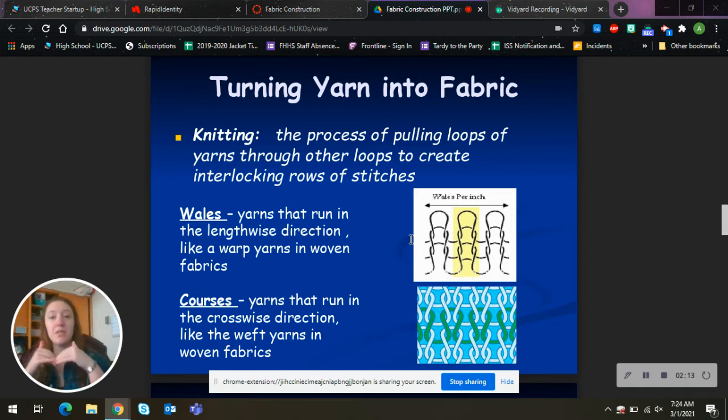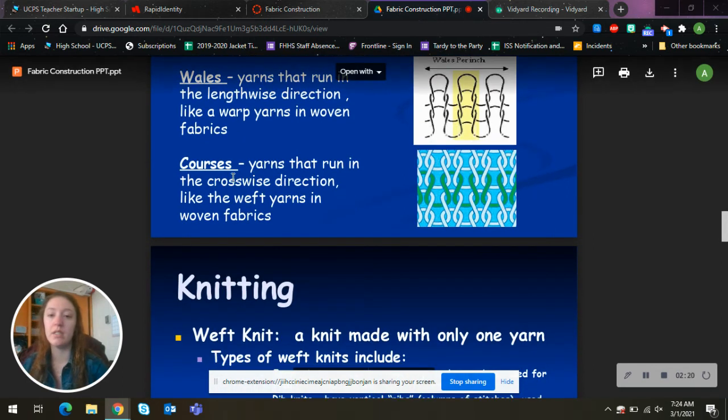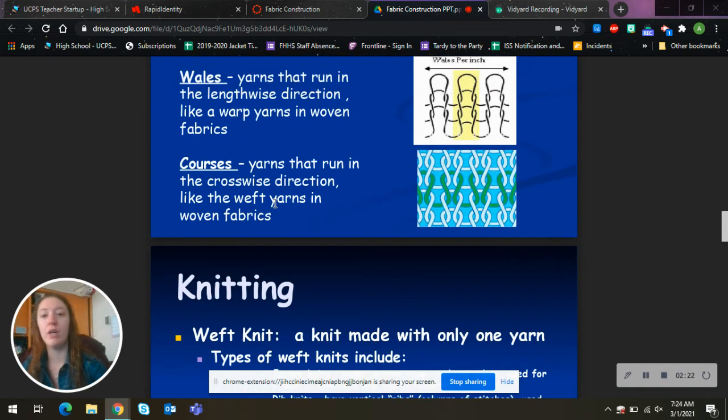All right, and then knitting, this is different because it causes loops instead of just the up and down process. Wales are the yarns that run lengthwise, and courses are the rows that run crosswise. So wales are lengthwise, courses are crosswise.